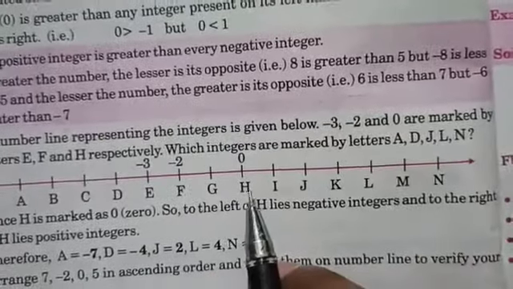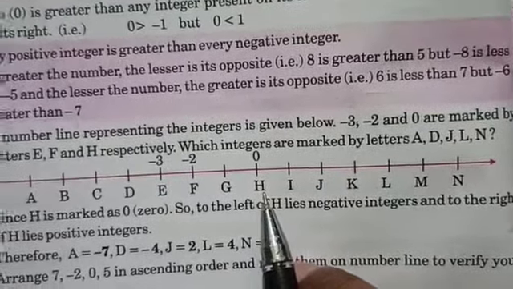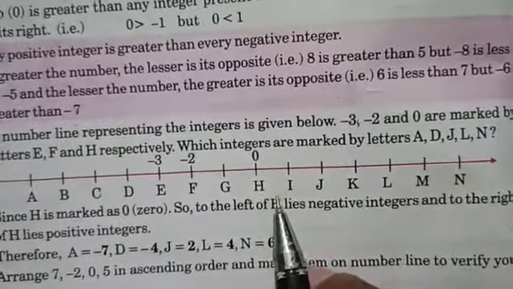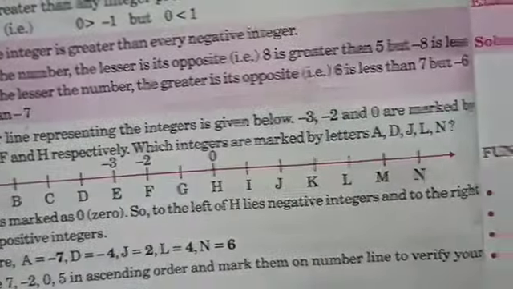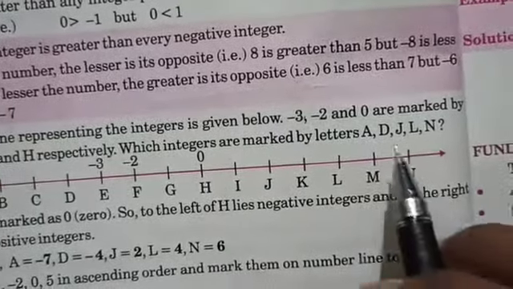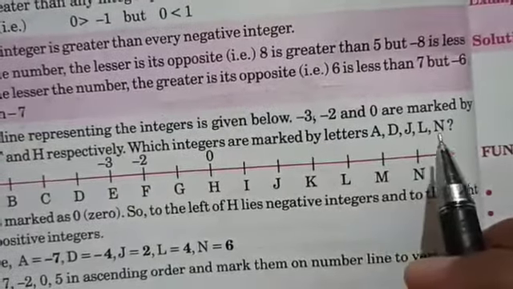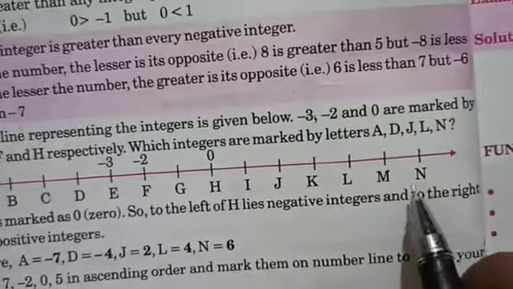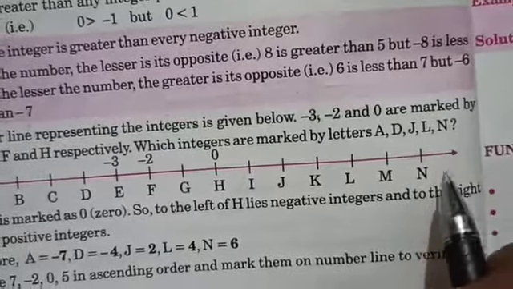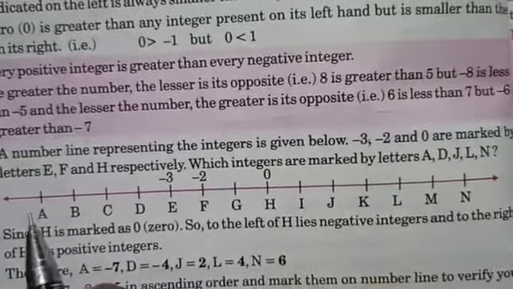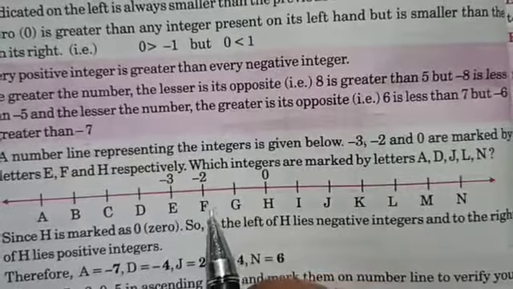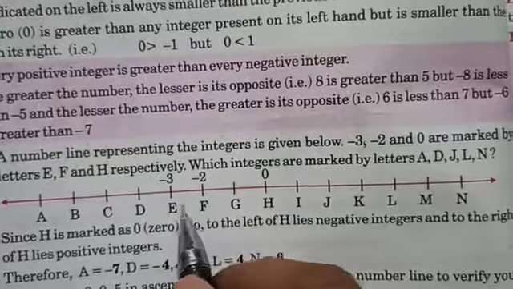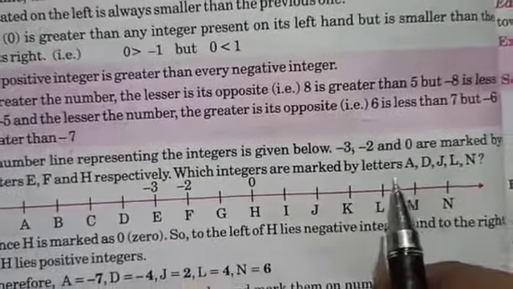Simply we will write the H and then after that what comes: I, J, K, L, M, N, O, P, Q, R, S, T. But there is no need of O to T, because here we can see we can take up to N, and here we can take from A. So before H, these will all be negative.